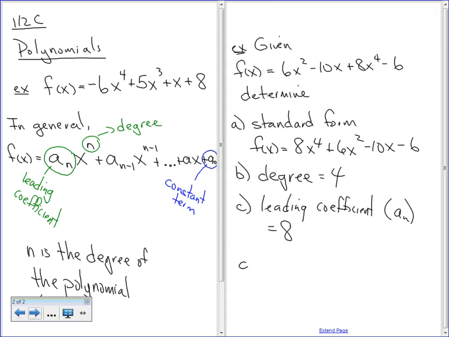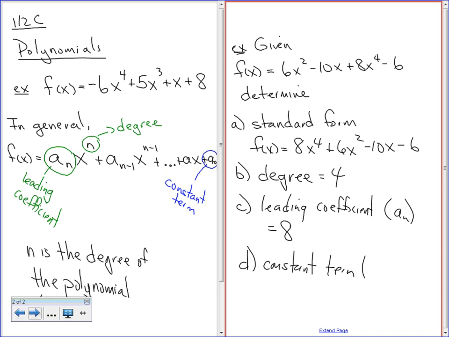And in much the same fashion, if I ask you for the constant term, that just means the number at the end, or I might just put a to the subscript 0. And you need to know that that means the constant term, and in this case, it's -6.